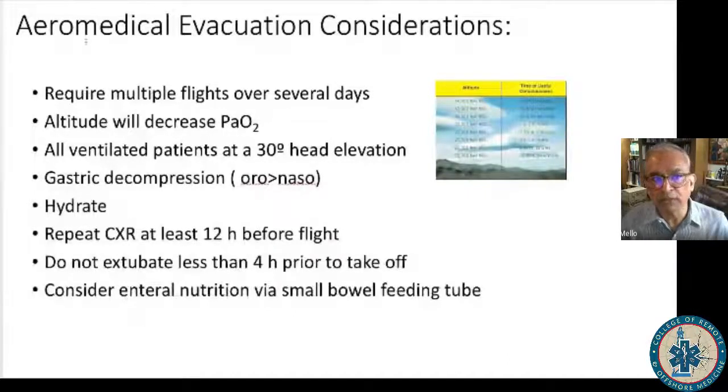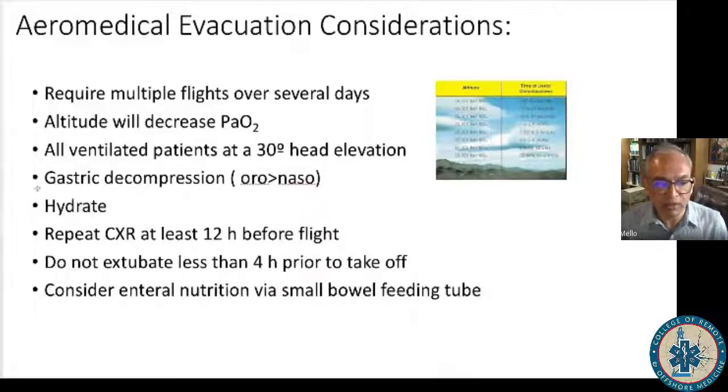If the patient's then got to undergo aeromedical evacuation, you remember the flight may be multiple and be over several days. We know that altitude will decrease the PaO2. Keep ventilated patients at 30 degrees head elevation to improve the mechanics of ventilation and also to reduce the gastric aspiration of acid contents. Make sure you've decompressed the stomach either through an oral or a nasogastric tube. The oral is preferred because the nasogastric tube, when it's in place, can block off the entry to the various sinuses and result in sinusitis.